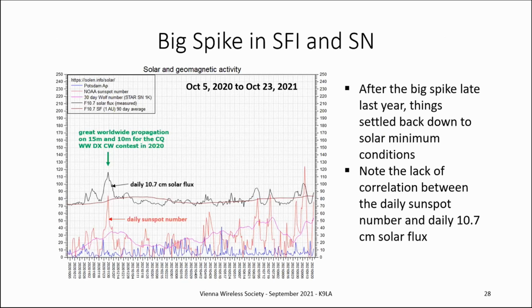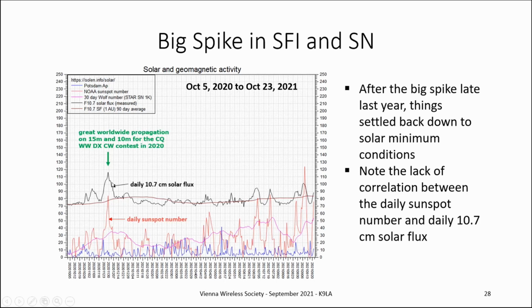Okay, here's a plot. There's the website, solen.info/solar. This plot goes from October 5th, 2020, all the way to October 23rd, 2021, a good year-long view of what's going on. The black line is the daily 10.7 centimeter solar flux. The red line is the daily sunspot number. Blue is the daily A index.